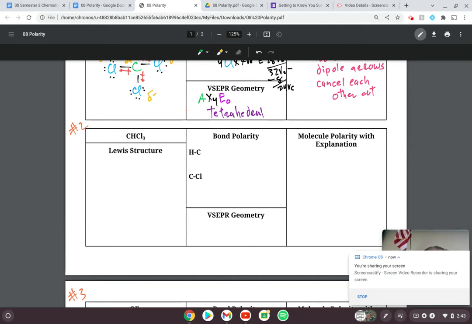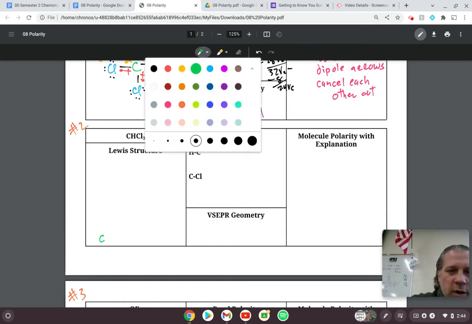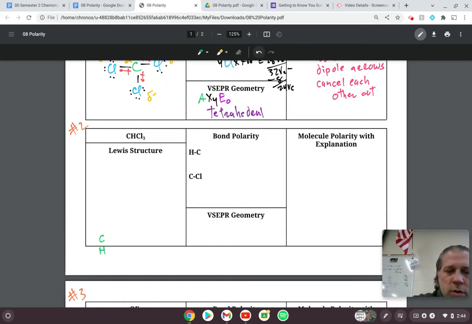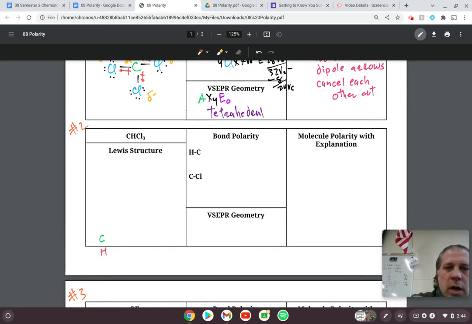So with Unit 7 Worksheet 8, problem number 2, we're going to solve this one just like we did the last one, by starting by identifying the number of valence electrons. I see that I have a carbon, a hydrogen, and some chlorine.